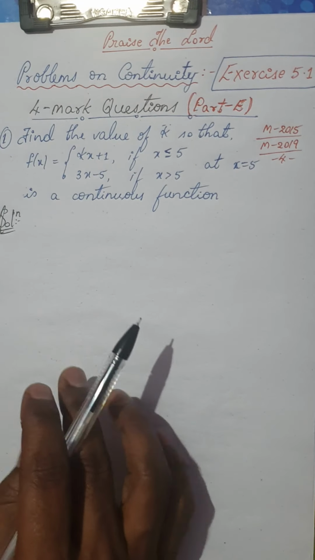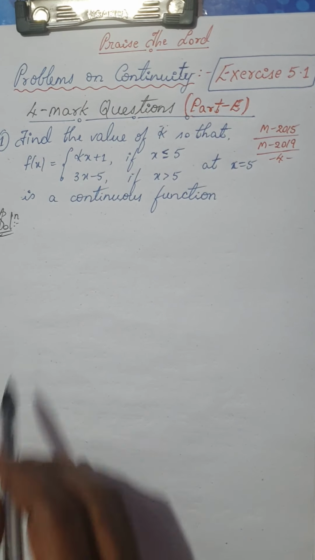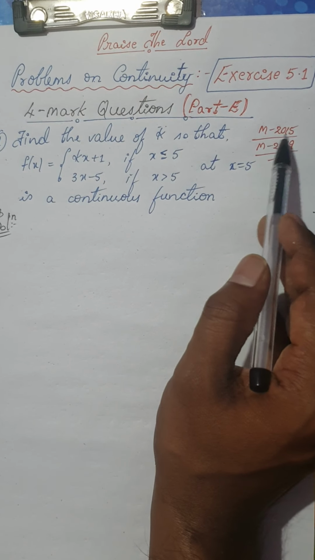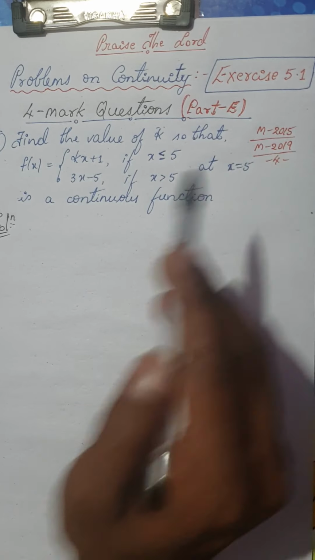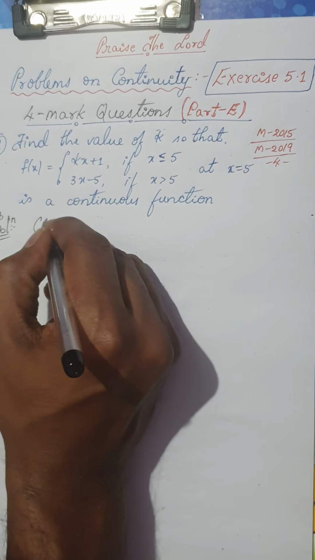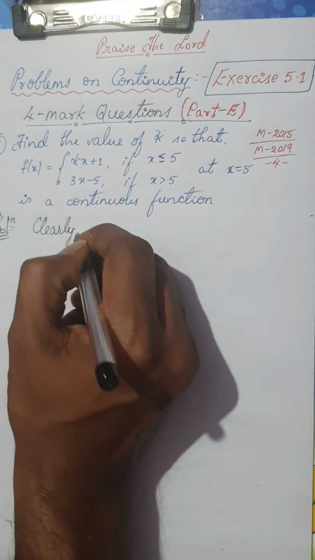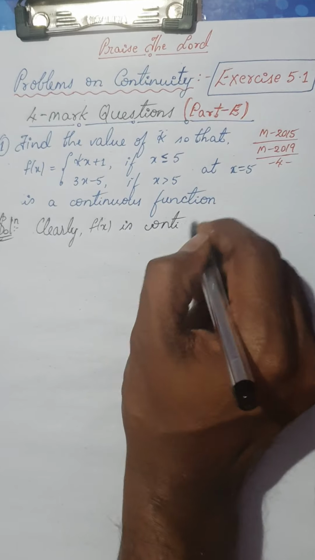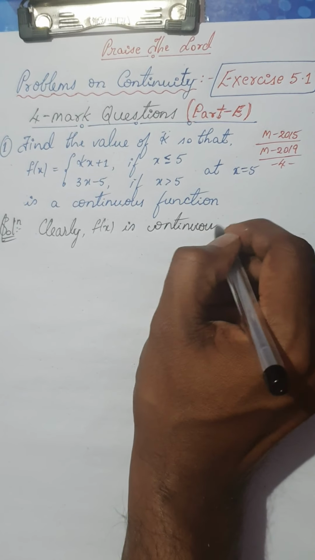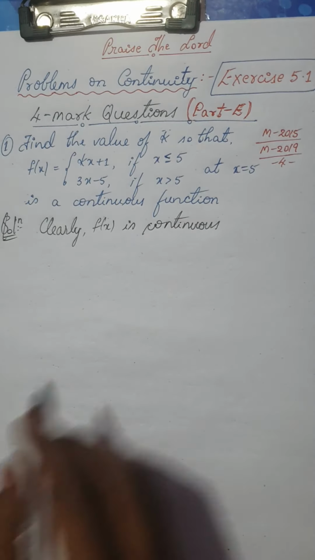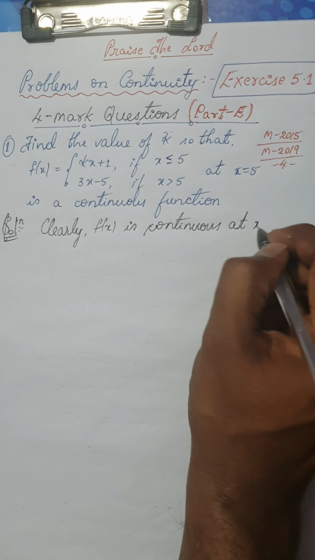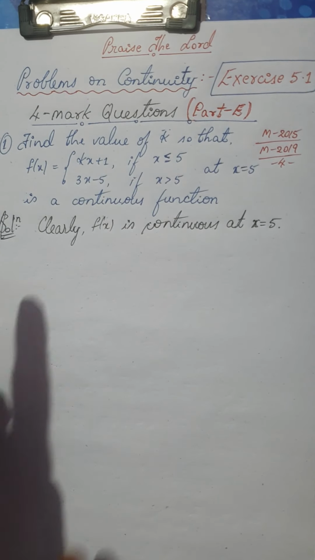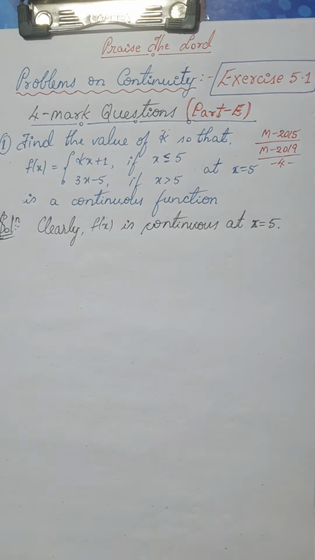Now this is how you're going to find the solution of this. Remember, this question has been asked 2 times in your main examination, March 2015 and March 2019, for 4 marks. So let us start the procedure. Clearly f of x is continuous at x equal to 5. You need not check why, because he has already told you it is continuous at x equal to 5.